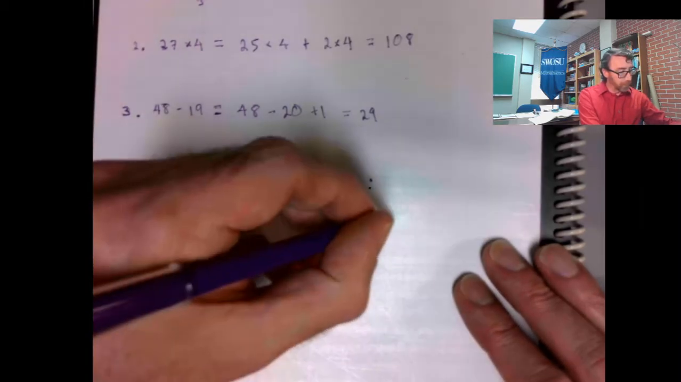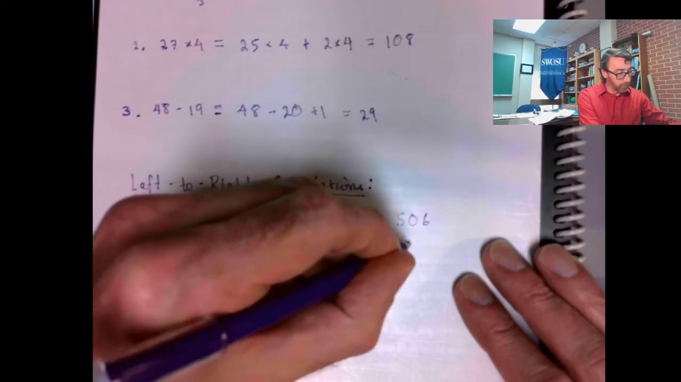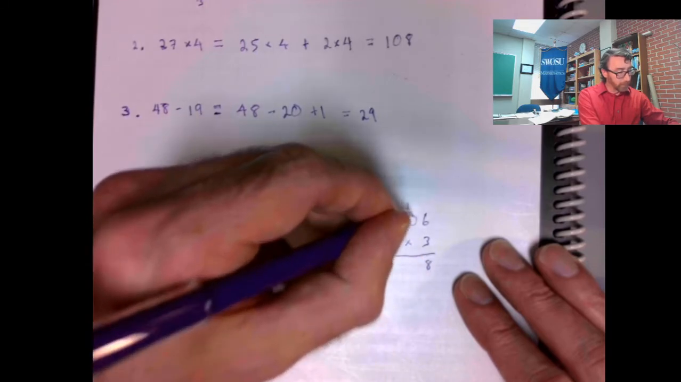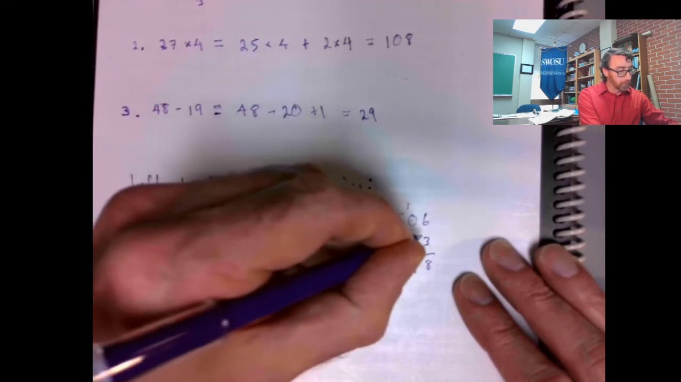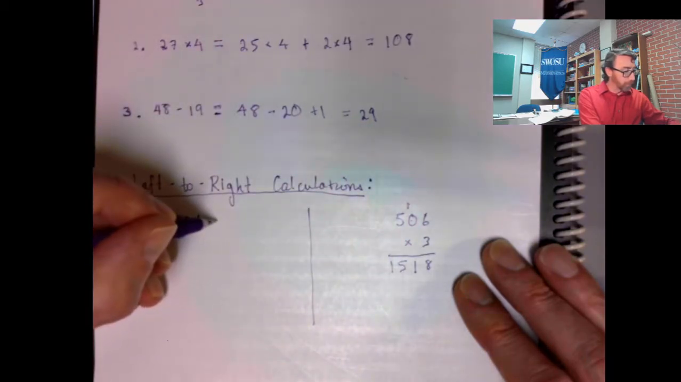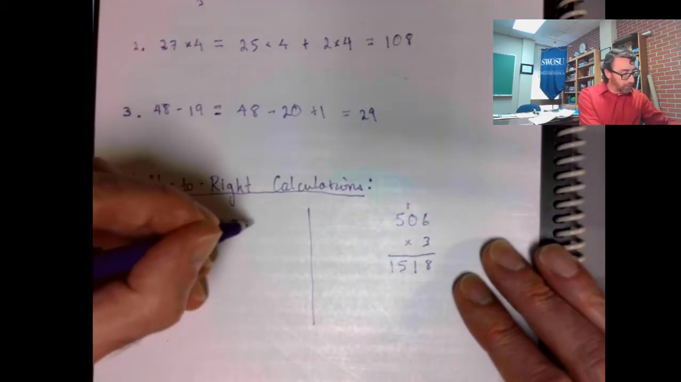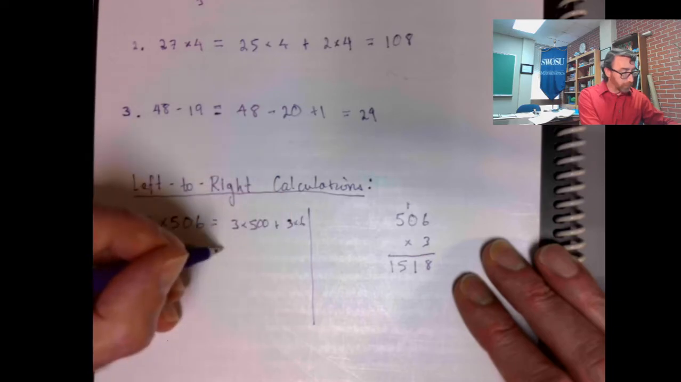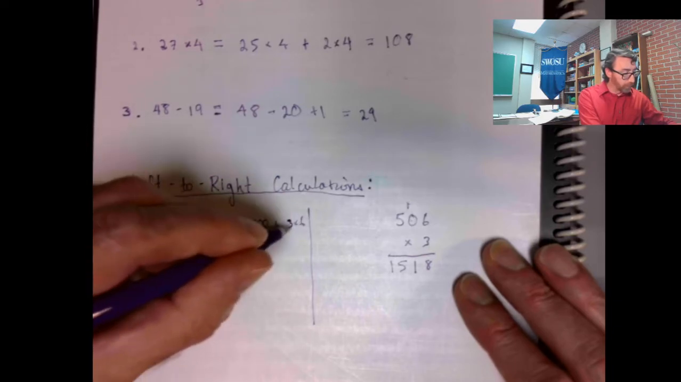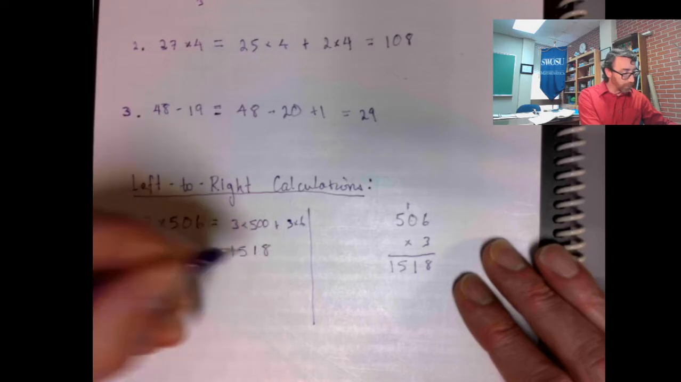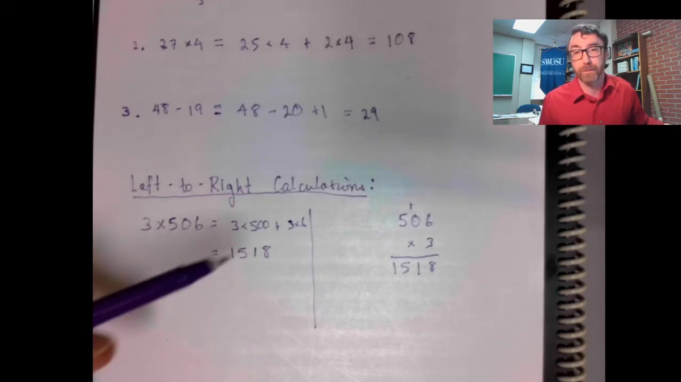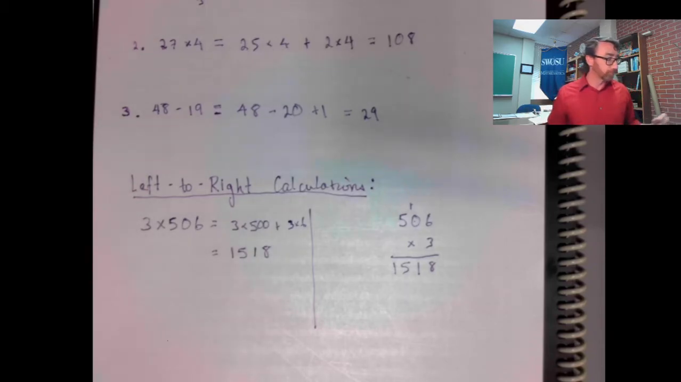Okay, the standard pencil and paper algorithm would go like this: 506 times 3. 3 times 6 is 18, carry the 1, 3 times 0, that's a 1, and then 15. Okay, well, working left to right, 3 times 500, that's easy because it's a multiple of 100. 3 times 500 is 1500, and 3 times 6 is 18, so 1518. So working left to right is actually easier than the standard pencil and paper algorithm. There's no carrying or anything like that.